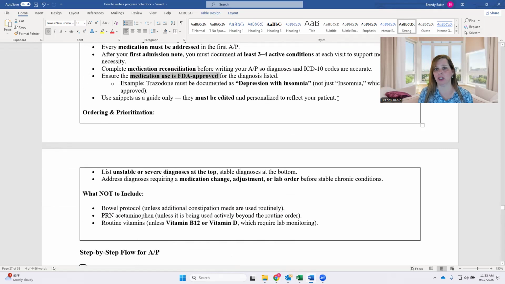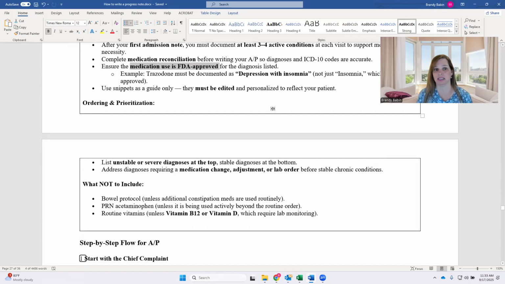Use snippets as a guide only. You've got a lot of assessment and plan snippets. Use it as a guide. Please edit, adjust, delete, rearrange your snippets that are the same and that you copy from note to note to note. And hypertension always says the same thing. Looks like a copied and pasted note. That being said, Medicare is not going to reimburse you for a note that is the exact same as the last note. Even though you saw the patient, even though you really did do the review, if the note says the same thing, then it's not medically necessary.